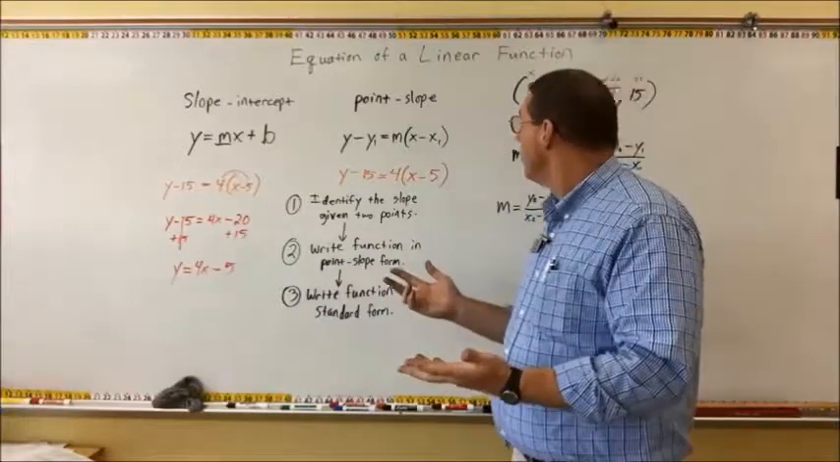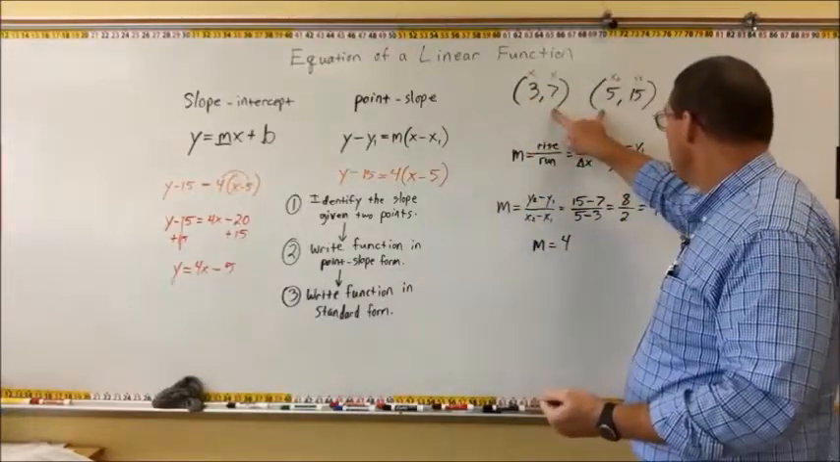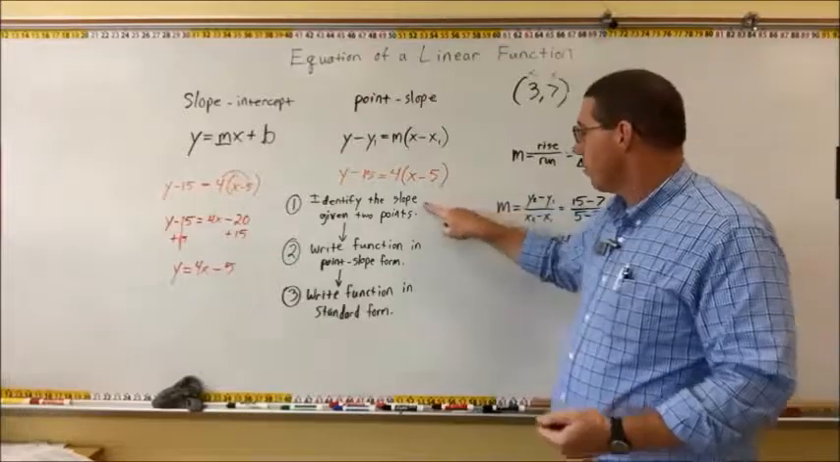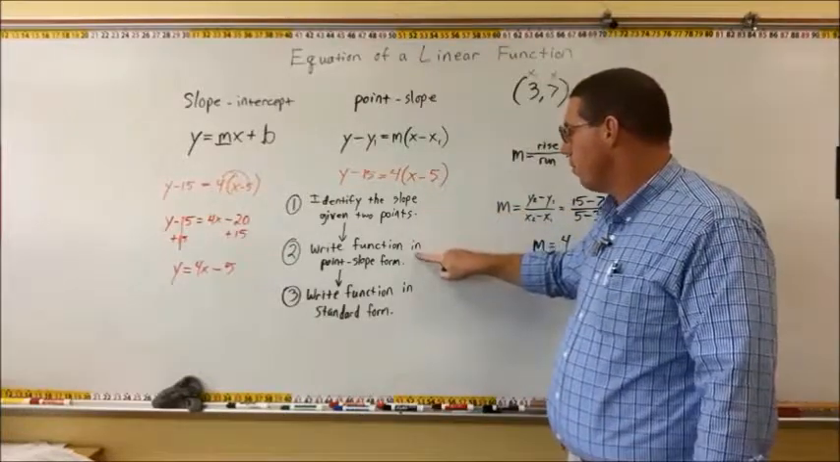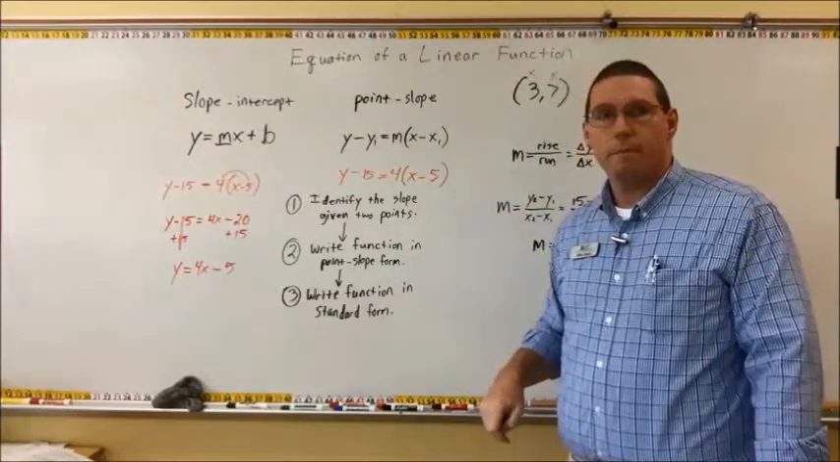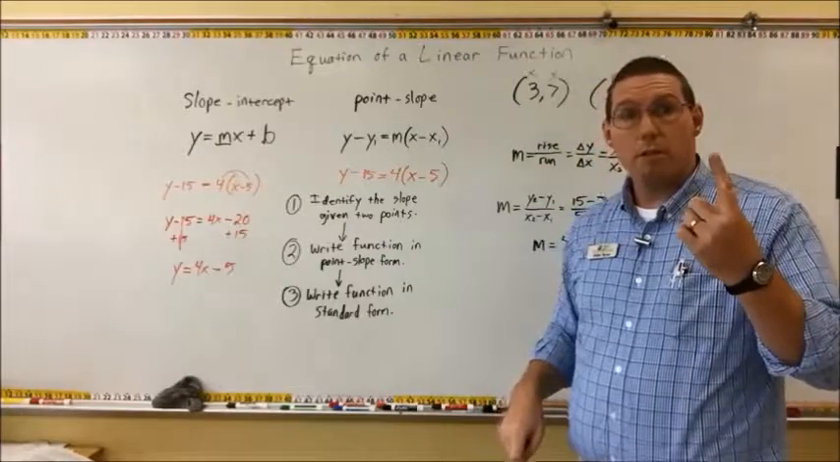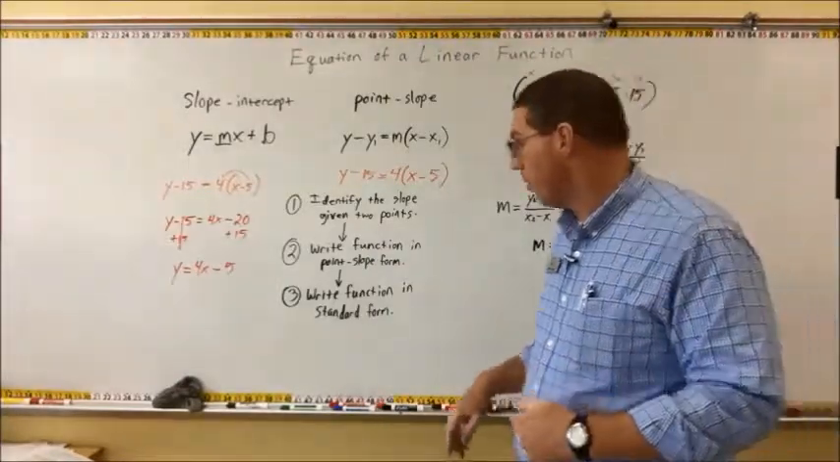And that's how you start with 2 points, identify the slope, then write the function in point-slope form, then write the function in slope-intercept form. Let's do one more example. We'll do all three of the things.